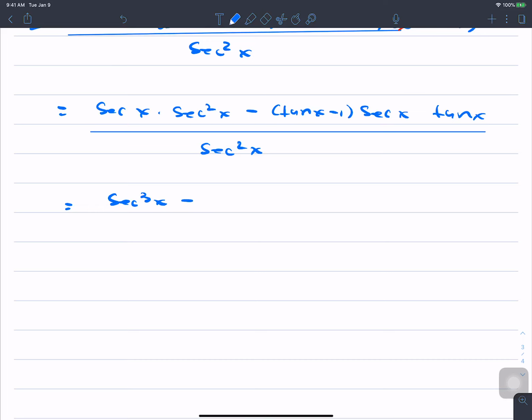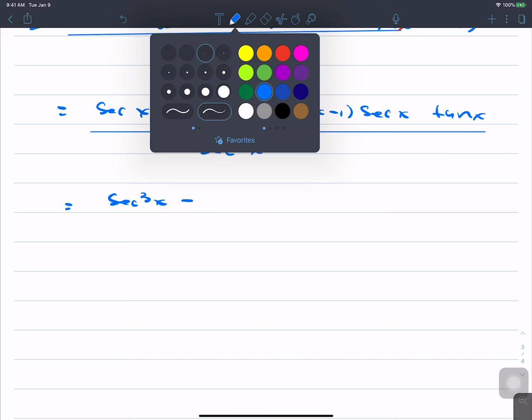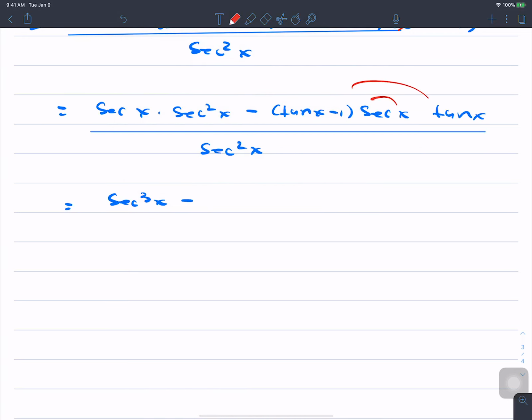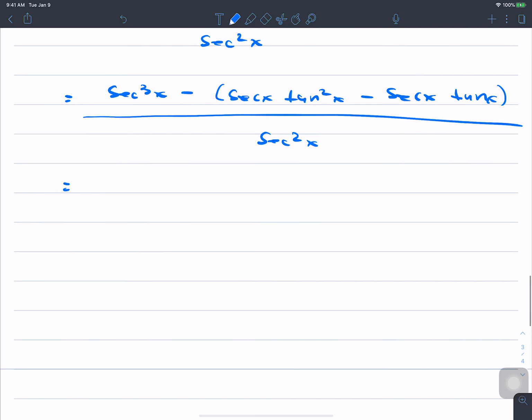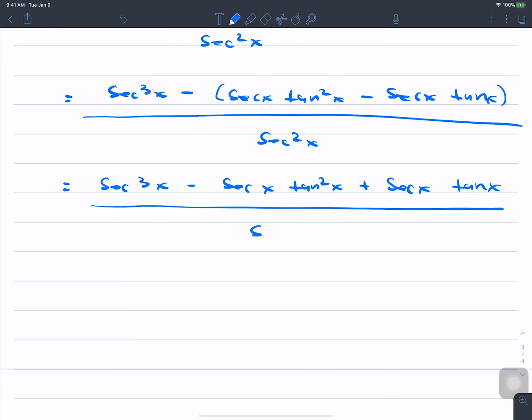Secant cubed minus, now I'm going to distribute here. I think we did this earlier. It looks familiar. It's secant tangent squared minus secant tangent over secant squared. So we get secant cubed minus secant tangent squared plus secant tangent, and that's over that secant squared.